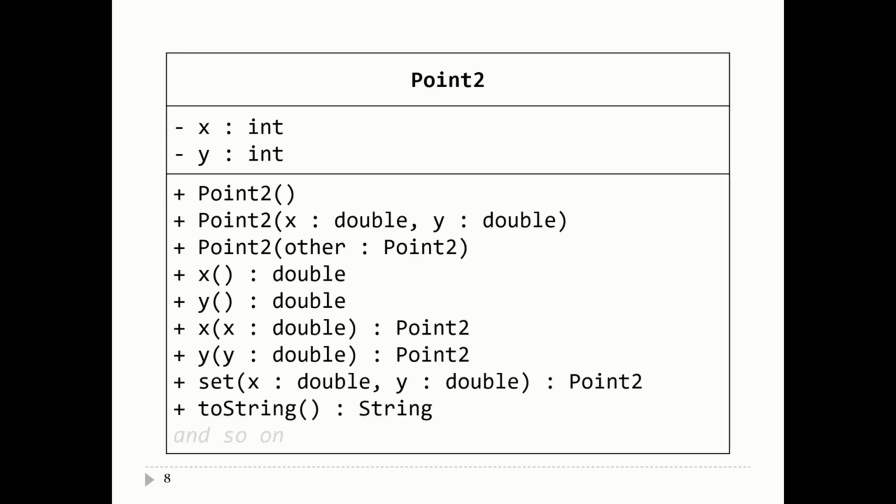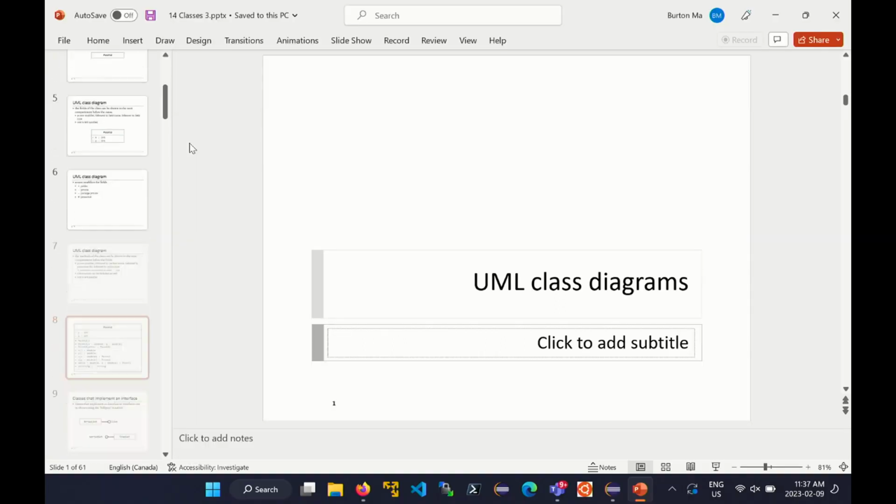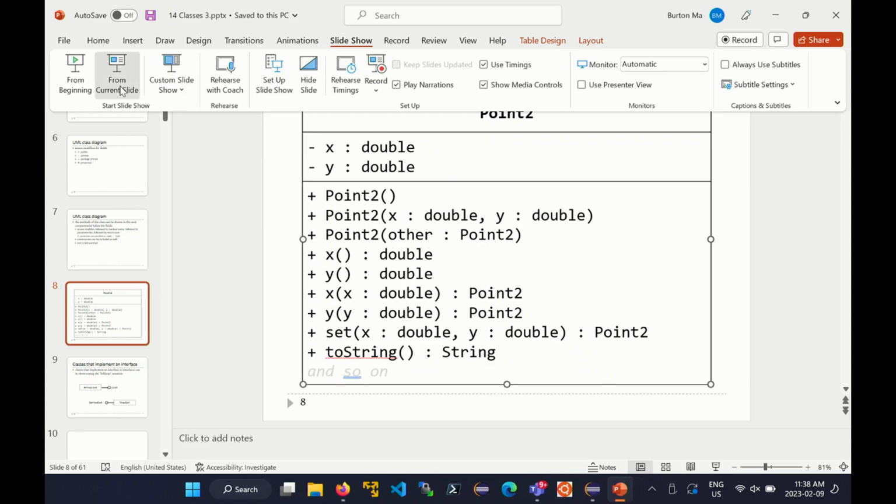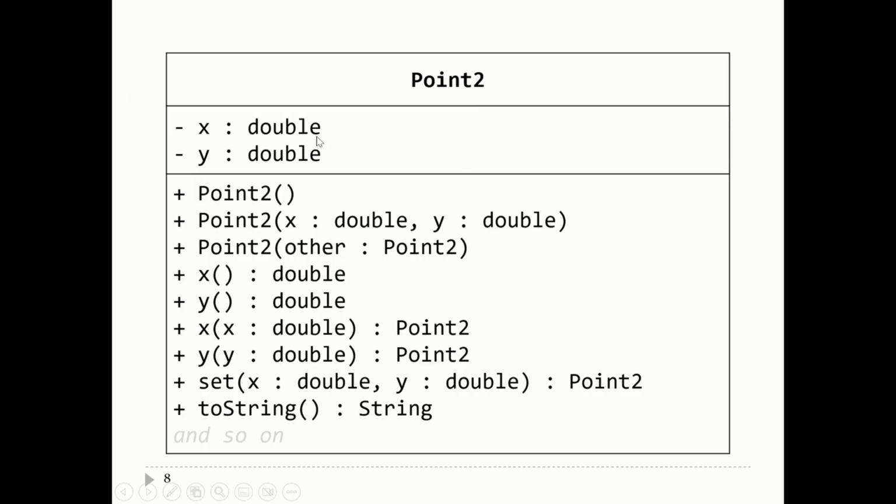So for our point2 class that we have so far, that's what we have in our class. Right? Our class is point2. We've got two private fields. Oh, wait, sorry. I just realized there's a mistake. Those are double. This is a copy and paste error from a lecture long ago. Okay, so we've got our two fields, x and y. They're both private. Their types are both double.